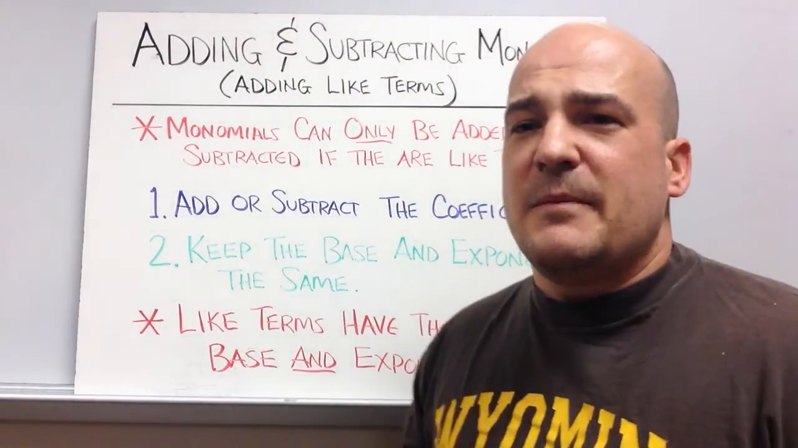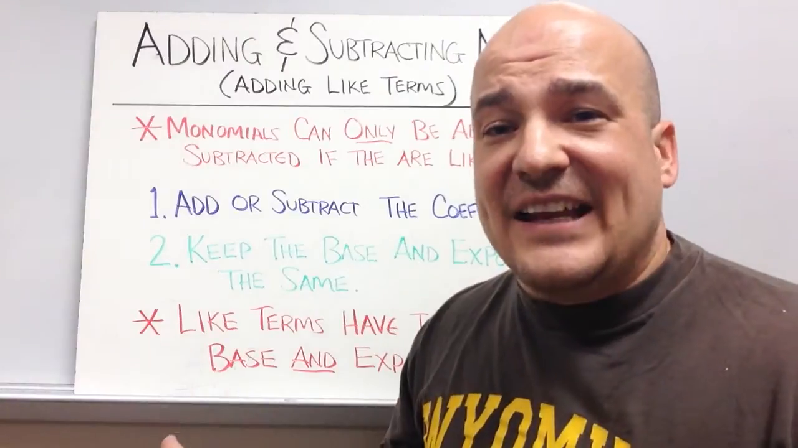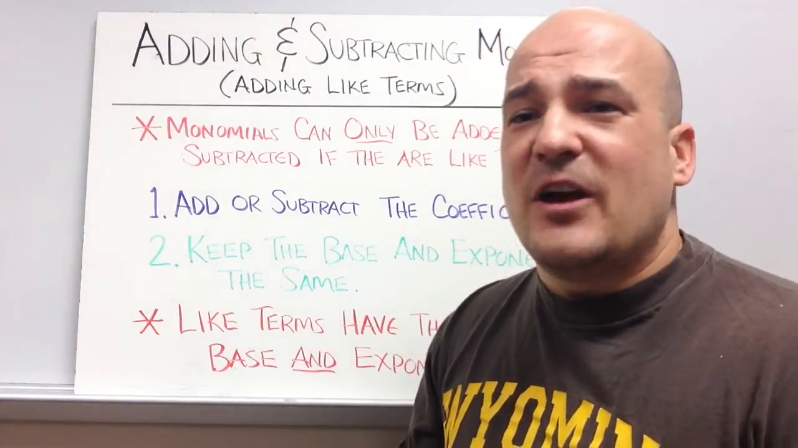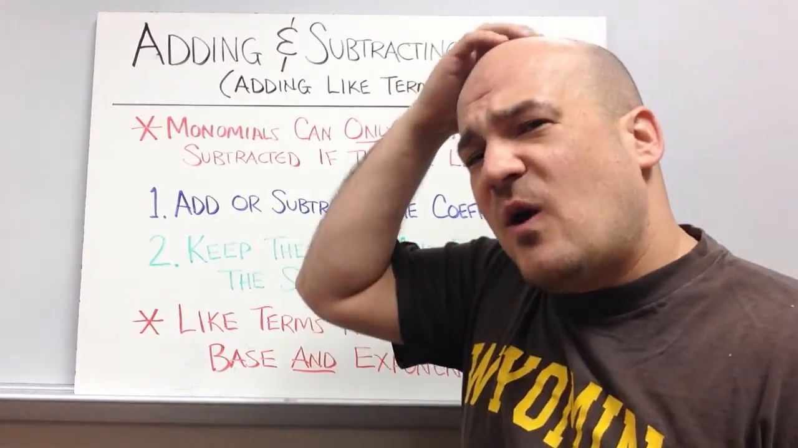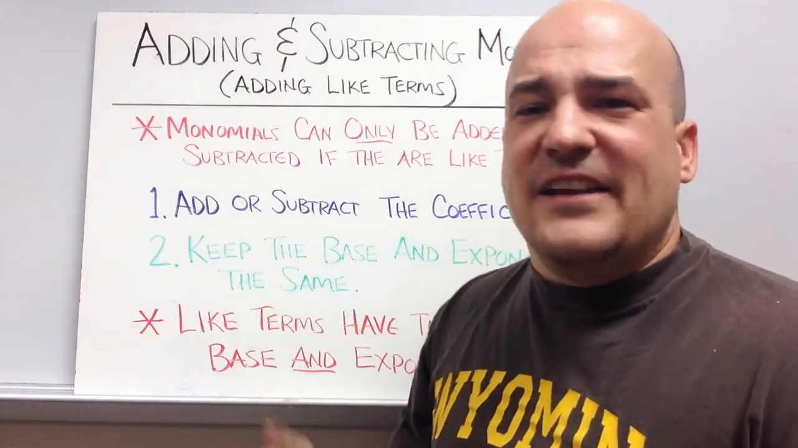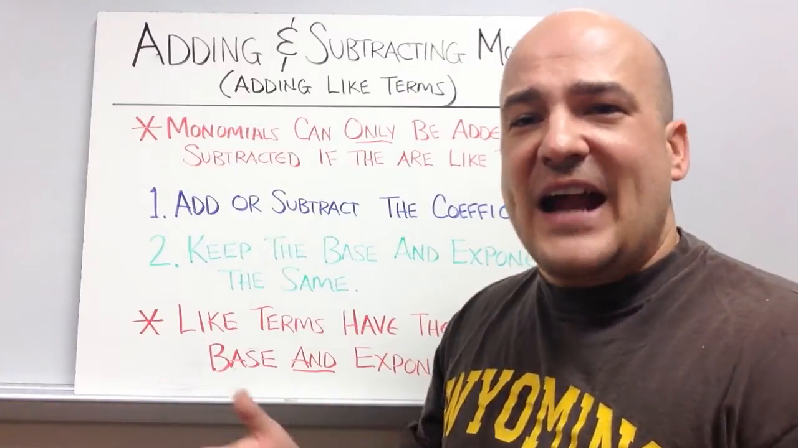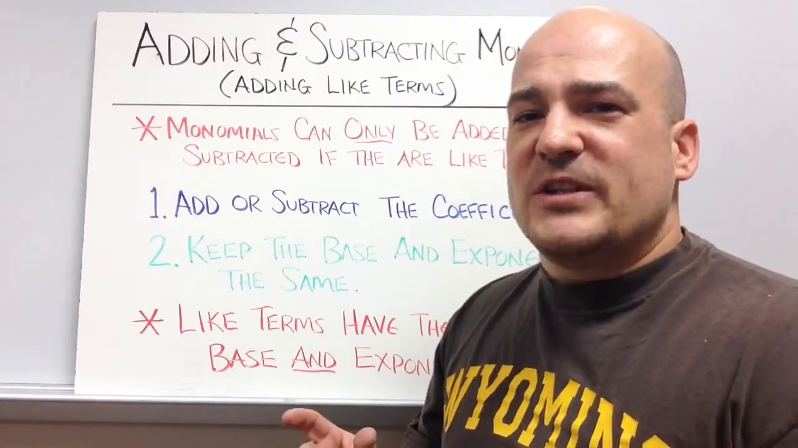When we're talking about adding and subtracting monomials, what we're really talking about is just adding like terms. This is something you have done before, but I want to go over it one more time because when you add the exponent in there, it throws some students off. So I just want to cover adding and subtracting monomials one more time before we get into multiplying.